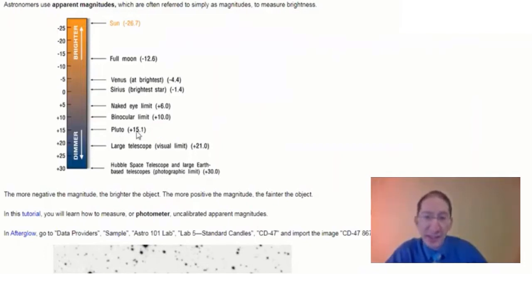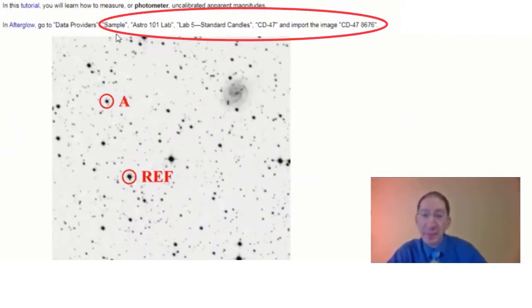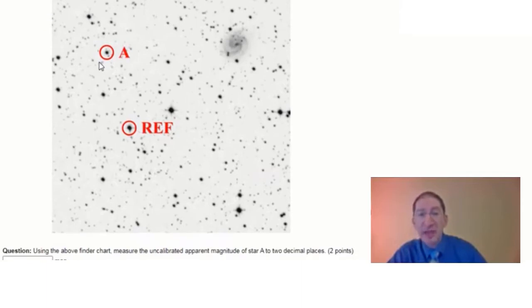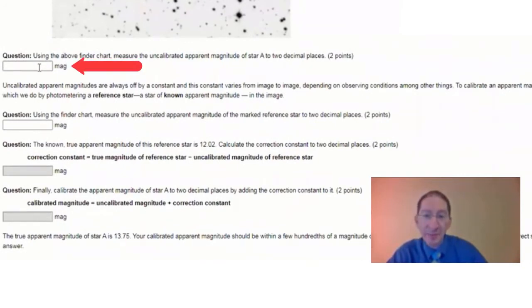So let's practice this. I want you to go to Afterglow and load in this image. You'll find it in the sample directory under Astro 101 Lab, Lab 5, CD47. Then I want you to watch this tutorial on how to measure an uncalibrated apparent magnitude. Once you've done that, go ahead and measure the uncalibrated apparent magnitude of star A. You can insert that value here.